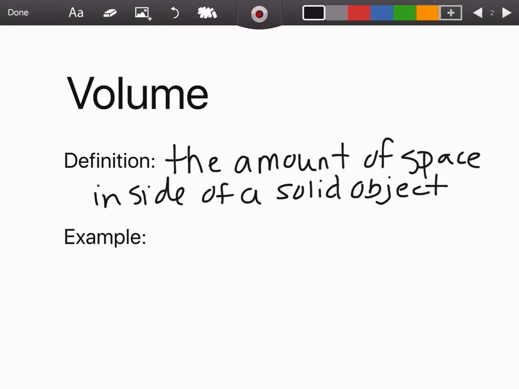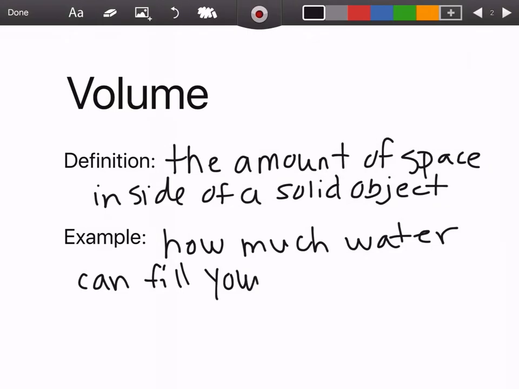So if you're thinking of an example of volume, volume is how much space is inside of one of those three-dimensional figures. So if you think about a water bottle, for example, it is a cylinder. That's a three-dimensional figure. And if you think about a water bottle, the amount of space inside is how much water would fill up your water bottle. So an example would be how much water can fill up your water bottle. That's what we're talking about when we think about volume.